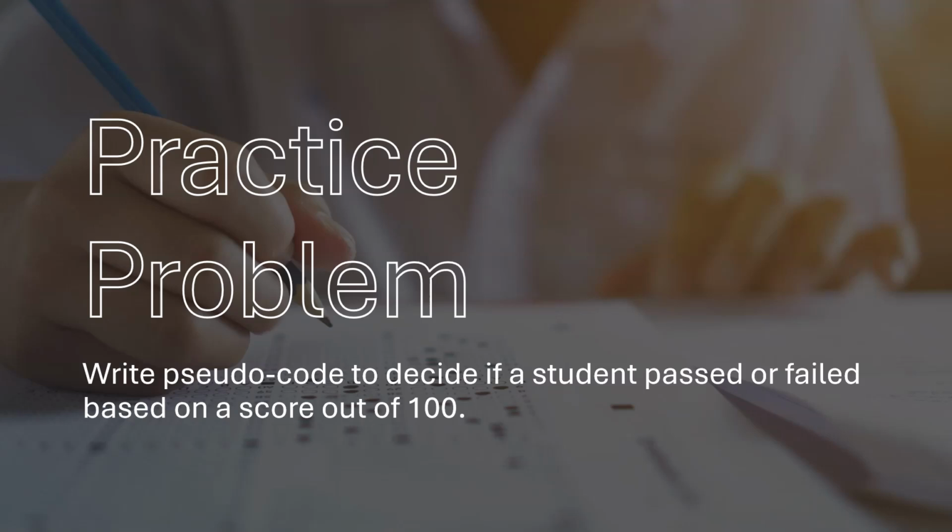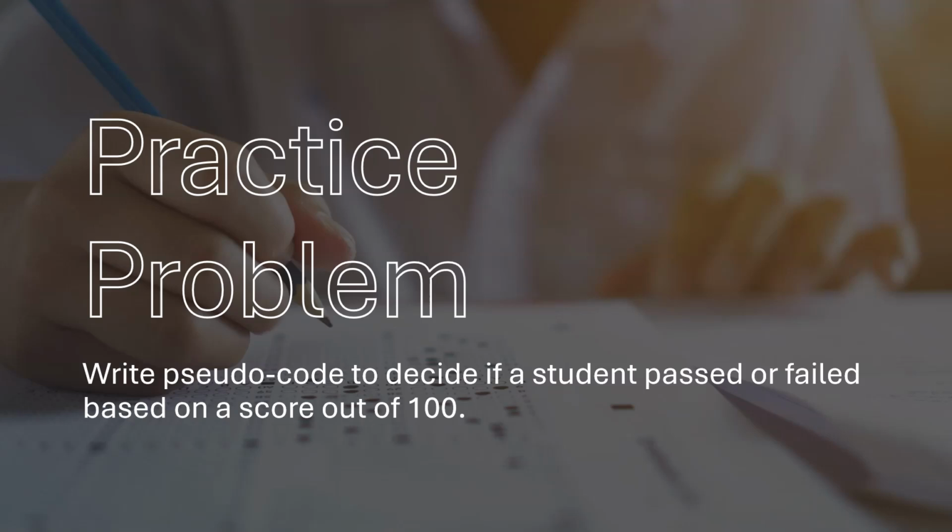Write pseudocode to decide if a student passes based on a score between 0 and 100. Think about the steps you would take. Get the student's score. Check if it's greater than or equal to a passing grade. Let's say 60. And then give the right output.